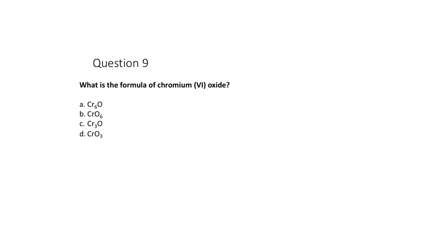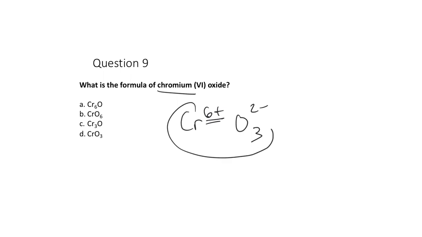What is the formula of chromium(VI) oxide? Chromium(VI) is chromium 6+, oxide is O2-, so it's CrO3. Just remember, the 6 doesn't refer to the number of O's, the number of chromiums. It refers specifically to the charge of chromium. So it's charge expressed as a Roman numeral.